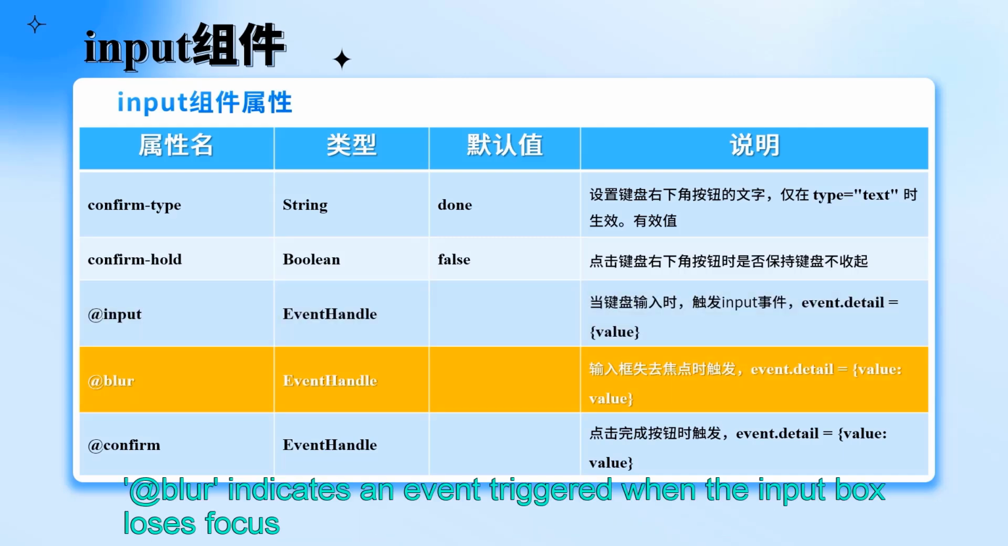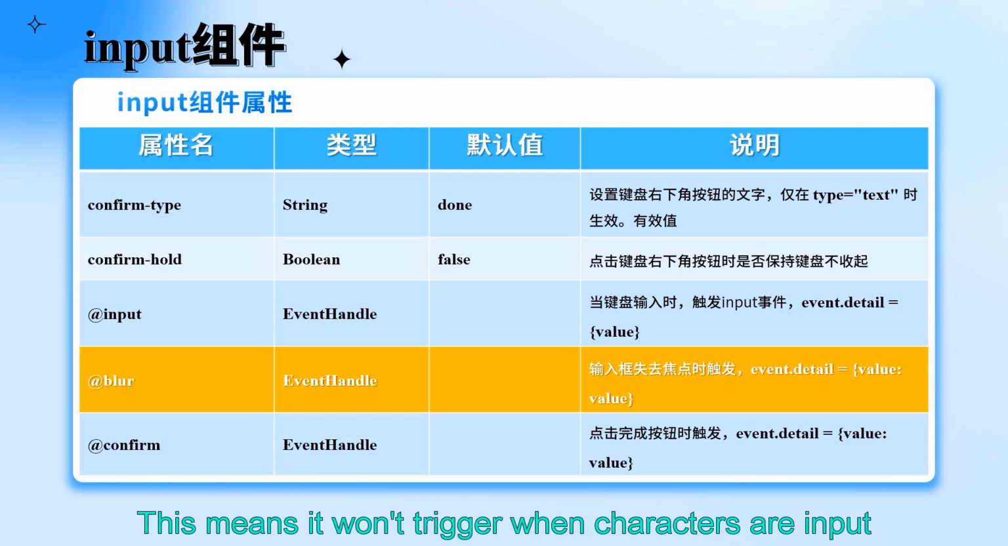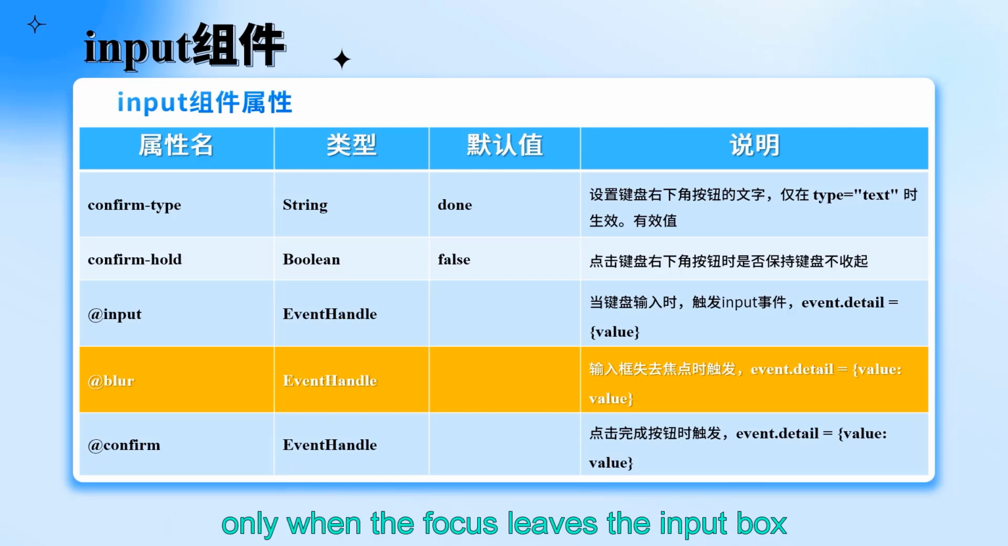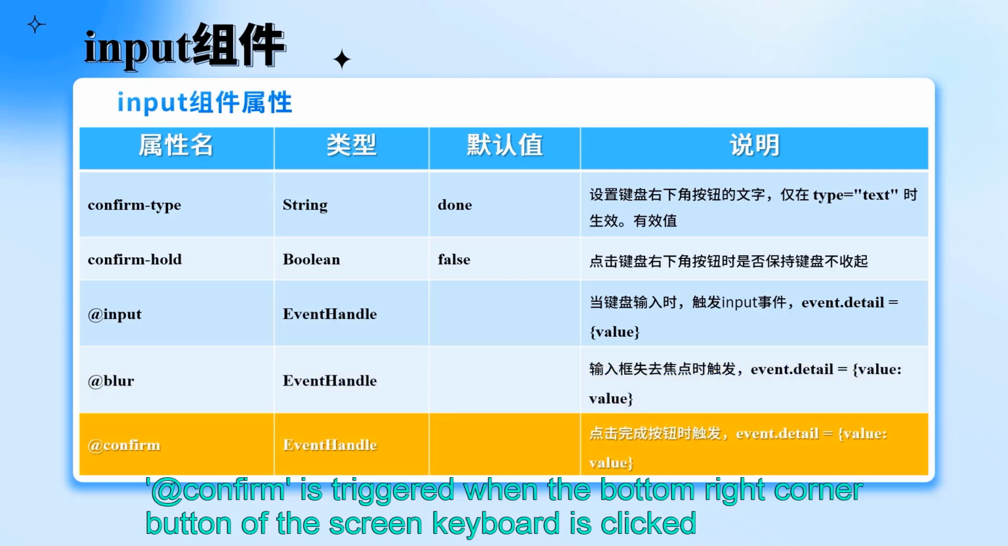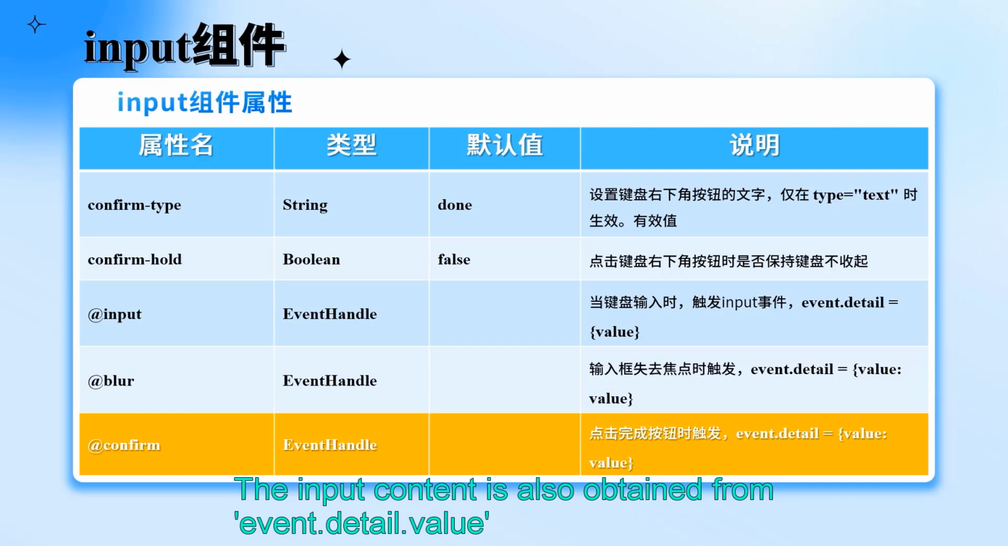@blur indicates an event triggered when the input box loses focus. This means it won't trigger when characters are input, only when the focus leaves the input box. You can also get the input content from event detail value. @confirm is triggered when the bottom right corner button of the screen keyboard is clicked. The input content is also obtained from event detail value.